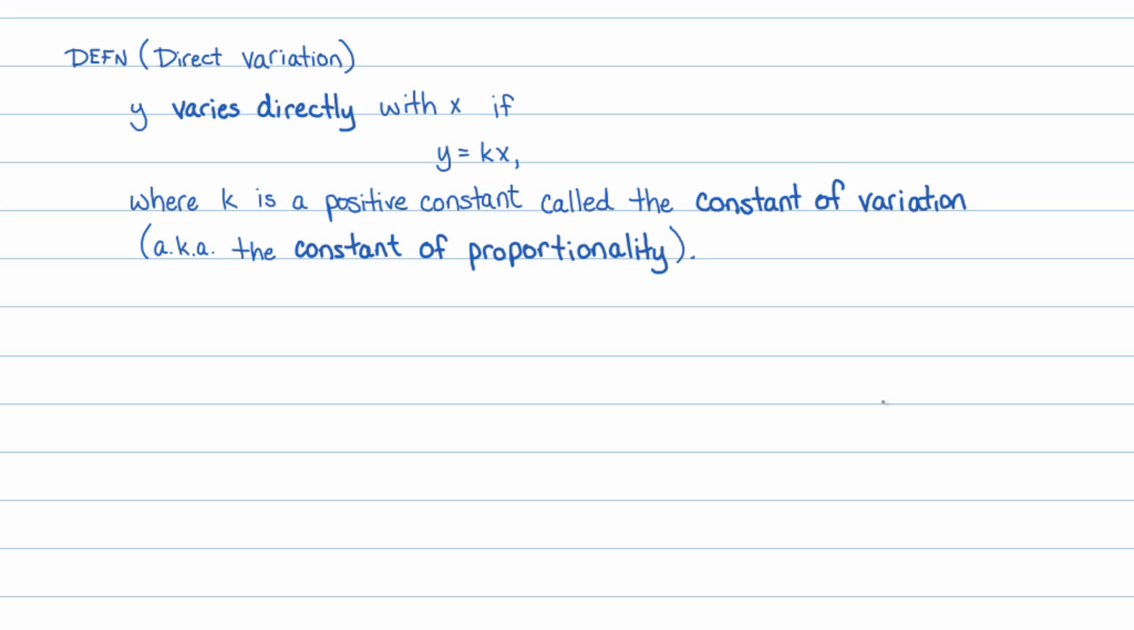We say that a variable varies directly with another variable. So in this case, y varies directly with x. If you could write it in equation form, y equals some number times x, where that number k is a positive constant called the constant of variation. You can also see that written as the constant of proportionality. Sometimes people call it that. So it just depends on what textbook you're using or what mathematician you're talking to you about it. Some people just say that it varies with it when they really should say it varies directly, by the way.